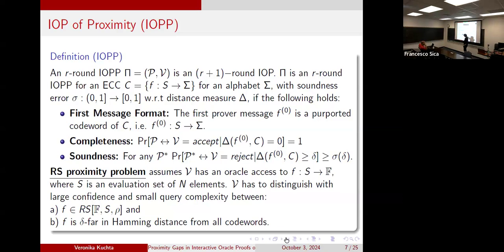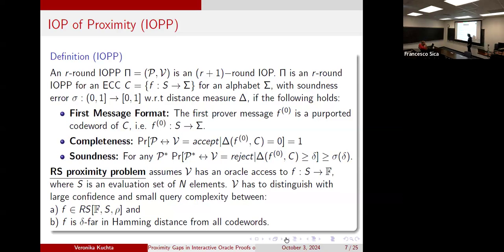So additionally to the completeness and soundness properties, which all the other proof systems have, right? This interactive oracle proof of proximity also has this first message format. The first message which is sent from the prover to the verifier is this code word of the linear code, the Reed-Solomon code. And the completeness property is now defined a little bit slightly differently.